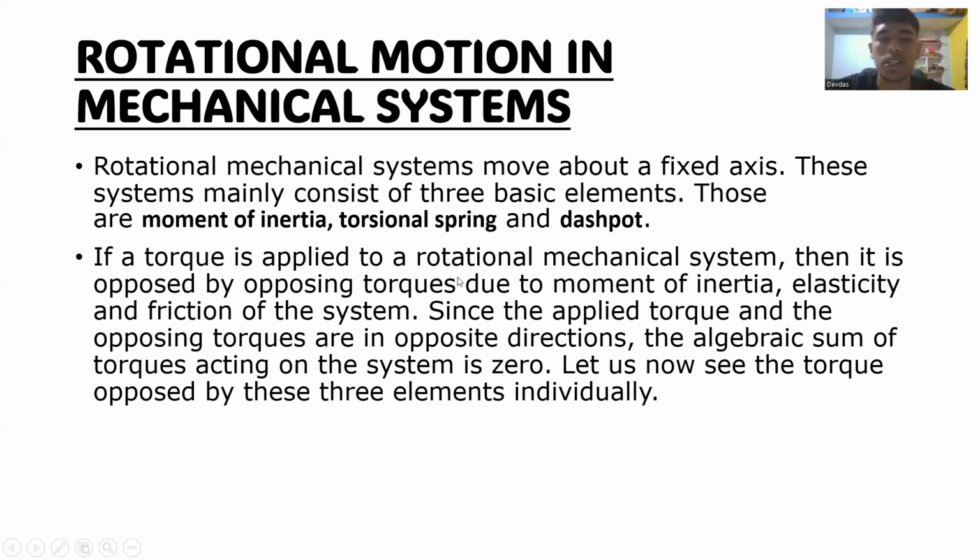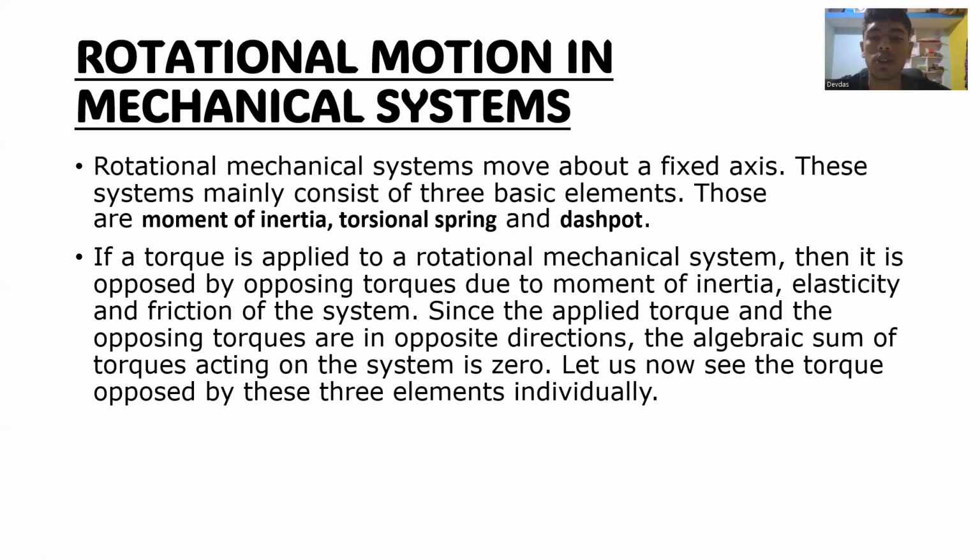So before moving into the fundamentals, let us know what rotational motion is. Rotational mechanical systems move about a fixed axis. These systems mainly consist of three basic elements: moment of inertia, torsional spring, and dashpot. These three are the components that we are going to use for the mathematical equations that help us to form the electrical circuit.